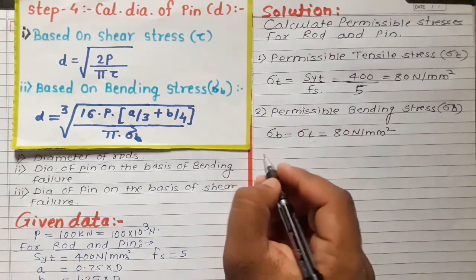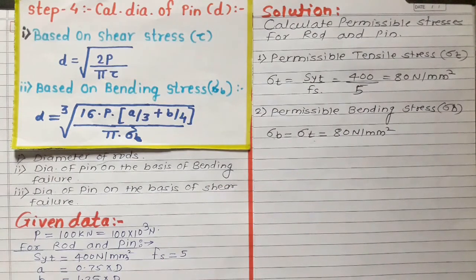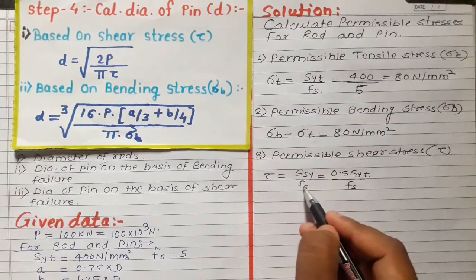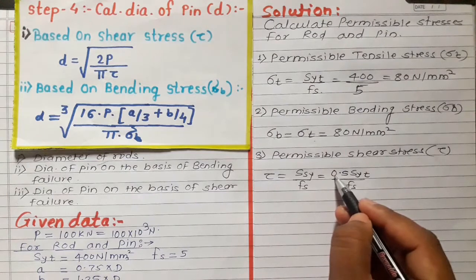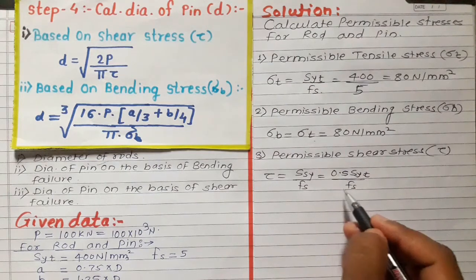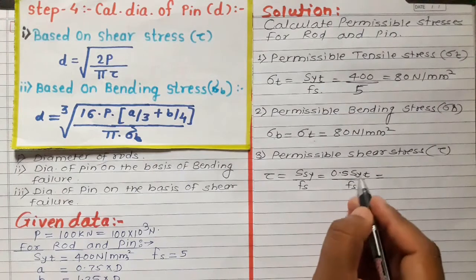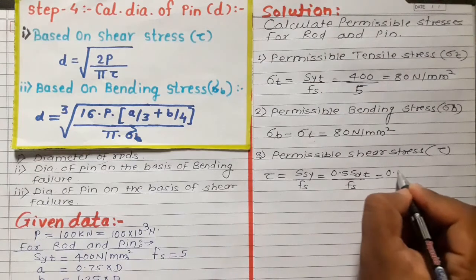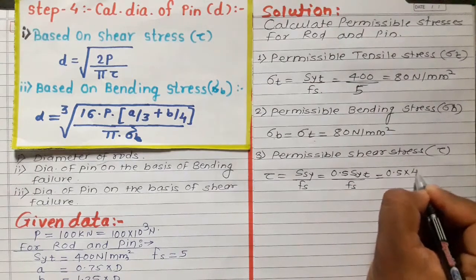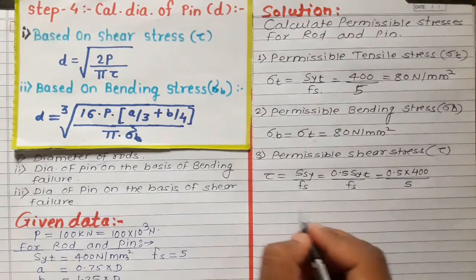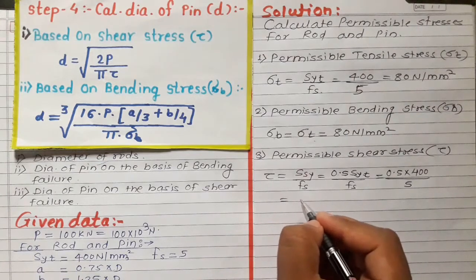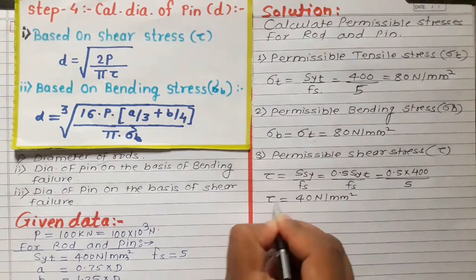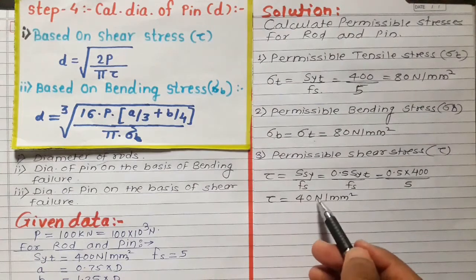Now let us calculate the third permissible stress, that is permissible shear stress tau. Now the permissible shear stress tau is given by equation tau is equal to SSY upon Fs. SSY can be written as 0.5 SYT, upon Fs as it is. Now just put the value of SYT and Fs from the given data. So SYT is 400, Fs is 5. So let us put these values. So 0.5 into 400 upon 5. So the value of this permissible shear stress is 40 Newton per mm square or 40 megapascal. So this is the calculation for permissible stresses.